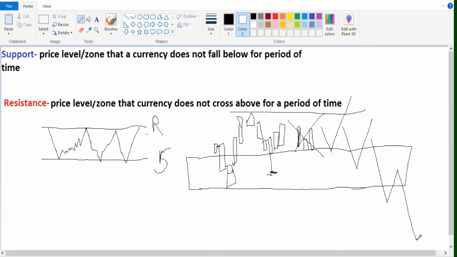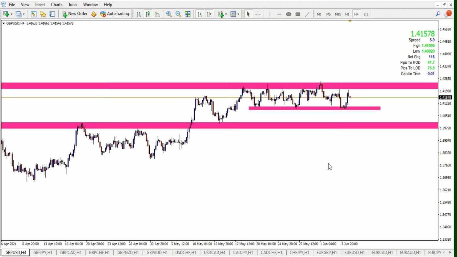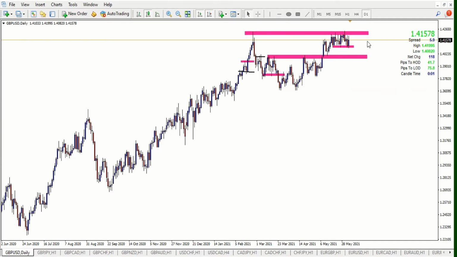So basically the whole point of this is that a zone of support or resistance is not one single price. It's an area where the market has shown resistance or has shown support. So when you come to the charts, let's look at this Great British pound and USD pair. Let me just take all of these off first. Take that off, take this off, take that off.